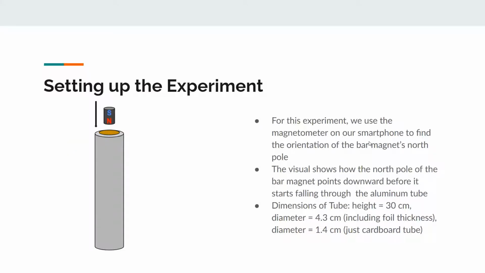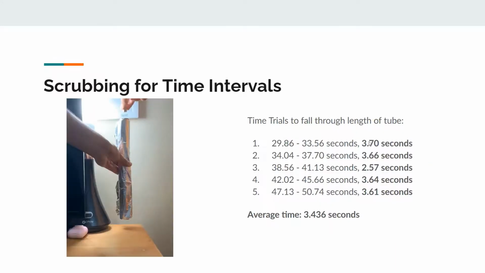Setting up the experiment. For the experiment, we used the magnetometer on our smartphone to find the orientation of the bar magnet's north pole, as shown in the visual to the left. This will then point downward as it's let go and falls through the aluminum tube. Dimensions of the tube are a height of 30 centimeters, a diameter of 4.3 centimeters, which includes the foil thickness, and the actual tube is 1.4 centimeters.